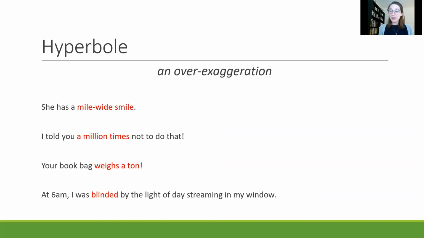Now, your book bag weighs a ton. Now, a ton is actually about 2,000 pounds. So a book bag weighing a ton would be pretty impressive. But we get the idea that when we say something weighs a ton, that's hyperbole to show us that it weighs a lot. And our last one says, at 6 a.m., I was blinded by the light of day streaming in my window. Now, most likely this is just a reaction, right, to light, where it makes us squint and it makes it difficult to see at the beginning of the day.